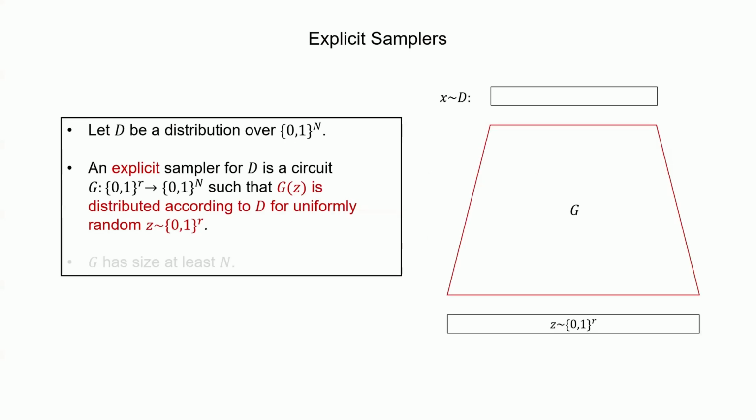And more specifically, let D be a distribution over n bits. An explicit sampler for D is a circuit G that maps some R bits to n bits, such that the output of G is distributed according to D for uniformly random R-bit inputs. And therefore, G can be used to sample the distribution D using a random string. And note that since G outputs the entire n-bit string in this case, it must have size at least n.